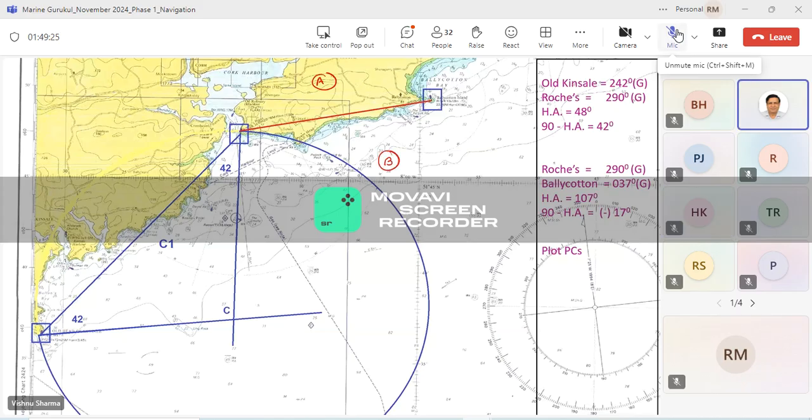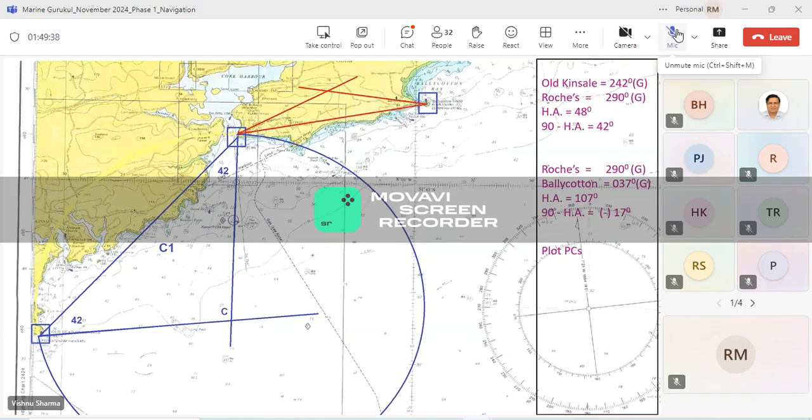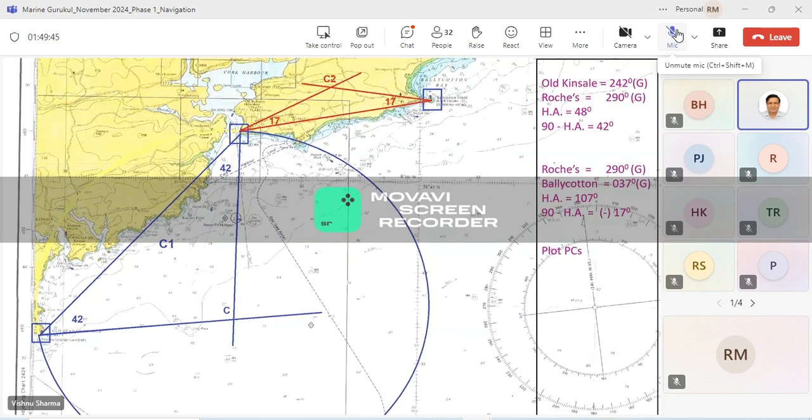Side A, that means opposite to the side on which the ship is, correct? Why? Because the horizontal angle is greater than 90, minus 90 is negative. So I draw 17 degrees on the opposite side. This will be the center of the circle. C2 is the center of the circle.